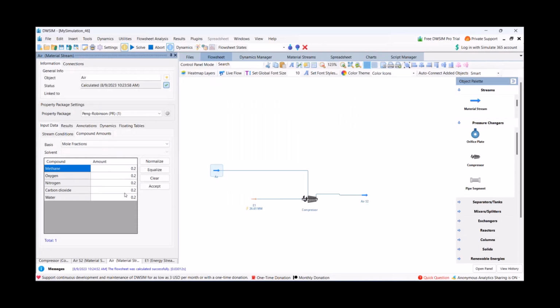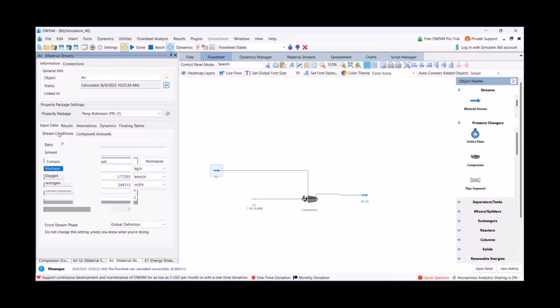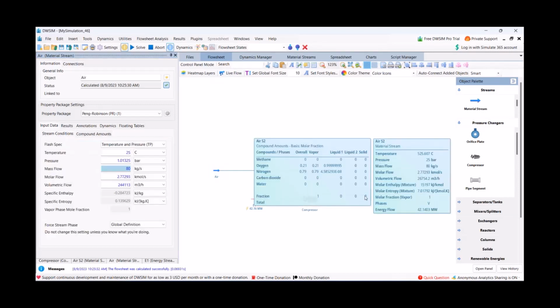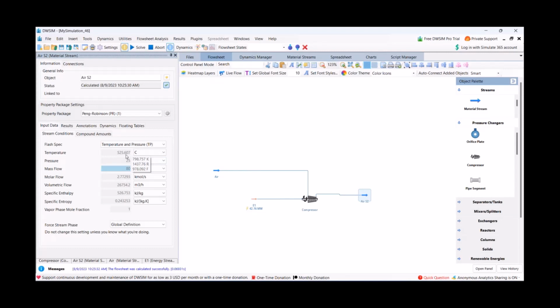So we are making some mistake, because the compound amounts are equalized. So we need to use it as air. I will clear everything, and air is 21% oxygen and 79% nitrogen for simplicity. And you need to accept it. And now we can see the stream condition. Yes, that is fine. 525 degrees centigrade, which is reasonable here.